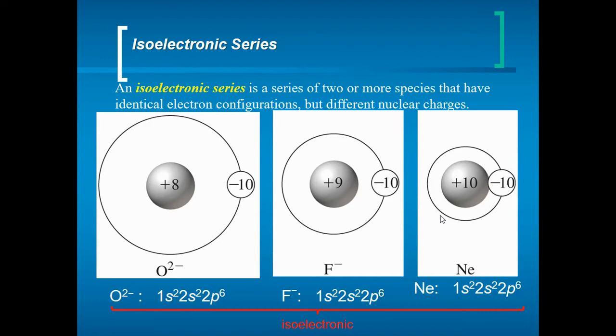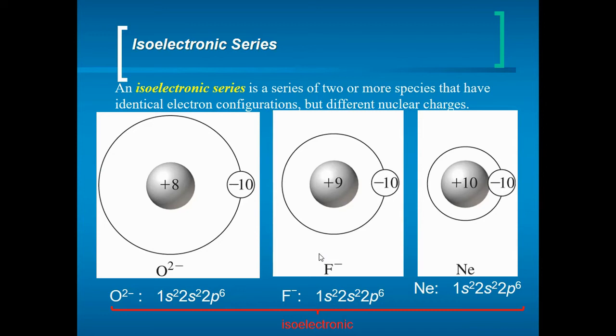Remember, your isotopes were the same number of protons, different number of neutrons. Iso means same, but in this case, it's same number of electrons, different number of protons. Okay? And the reason we have these isoelectronic series is because we can talk about them in terms of their sizes. Same number of electrons. Remember, your electrons are the things that determine the size of your atom.